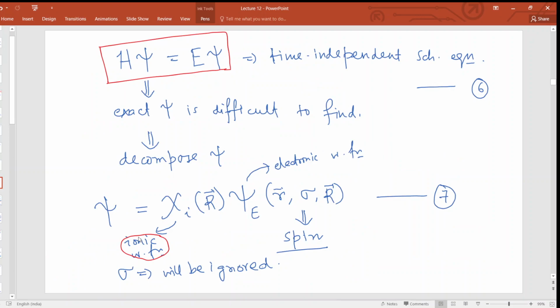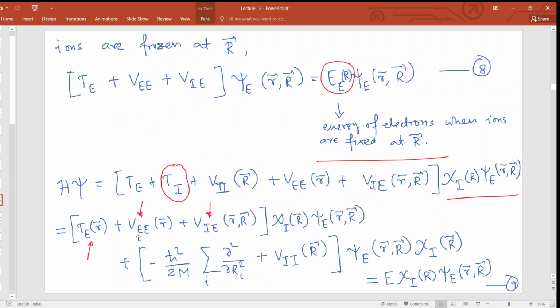Another thing we have done is that we have decomposed psi as a product of two different functions. One is the electronic wave function and the other is the ionic wave function. And then we wrote down the Schrodinger equation.